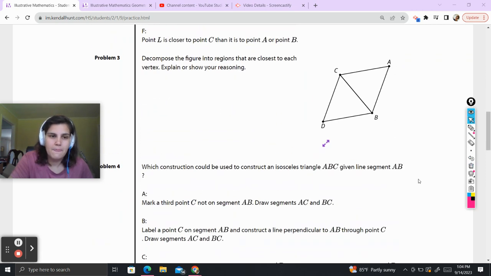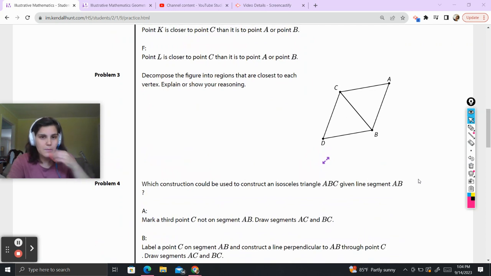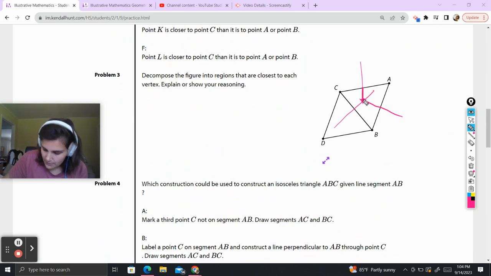Problem 3. Decompose the figure into regions that are closest to each vertex. Explain or show your reasoning. Well, we just learned that if we perpendicularly bisect each side of the triangle, let's do a little farther, perpendicularly bisect this guy, perpendicularly bisect this guy, we end up having 3 separate regions. This guy is the A region, this guy is the C region, this guy over here is going to be the B region. And we can do the same thing right here.